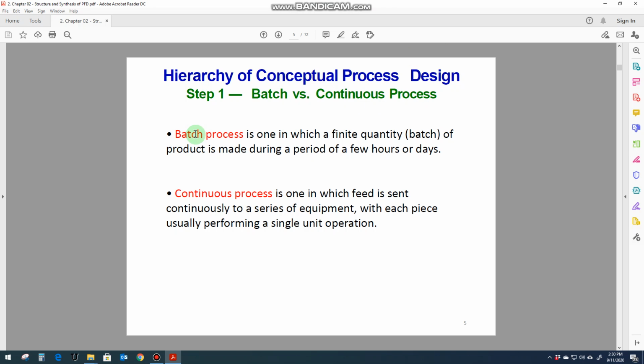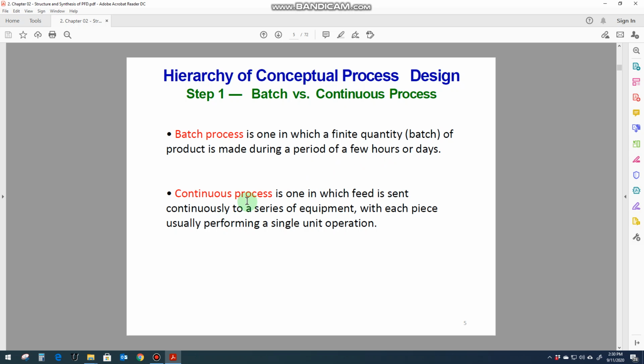Now, step number one, the batch or continuous process. What is a batch process? A batch process is one in which a finite quantity of product is made during a period of a few hours or days. Okay, so in the batch process, we need to have some fixed quantity of the batch with some specific purity, and usually this is taken if we have a long period of a few days or few hours. Then we can just put the reactants together in the reactor, give them a lot of time to react, and then we get the product.